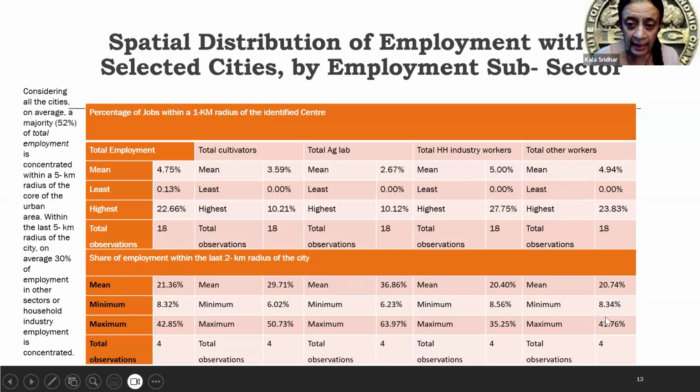Now, the bottom panel shows the share of employment in these cities within the last 2 kilometer radius of their city area, right? So here we find that on average, one fifth of the employment in total household industry and other workers is concentrated in the last 2 kilometer radius of the city, right? And there is also some peri-urban activity here, in the sense that more than one-third of agricultural laborers are located in the last 2 kilometer radius of the city.